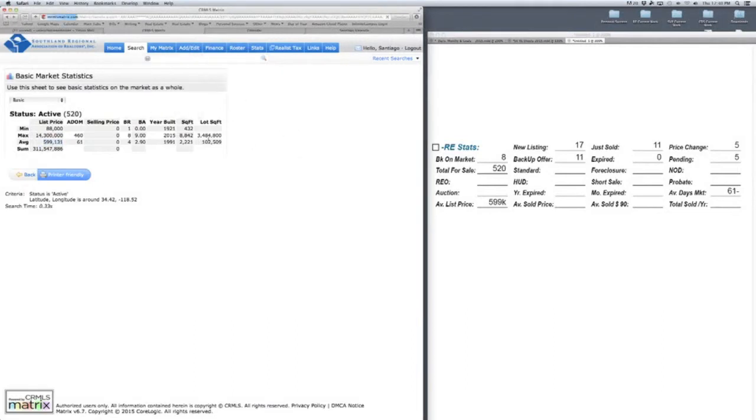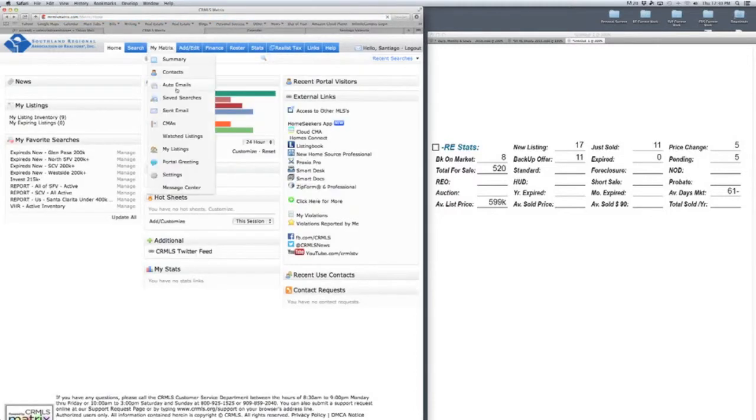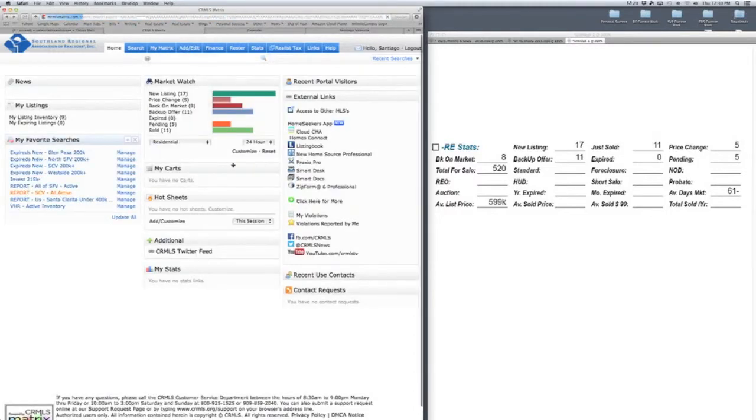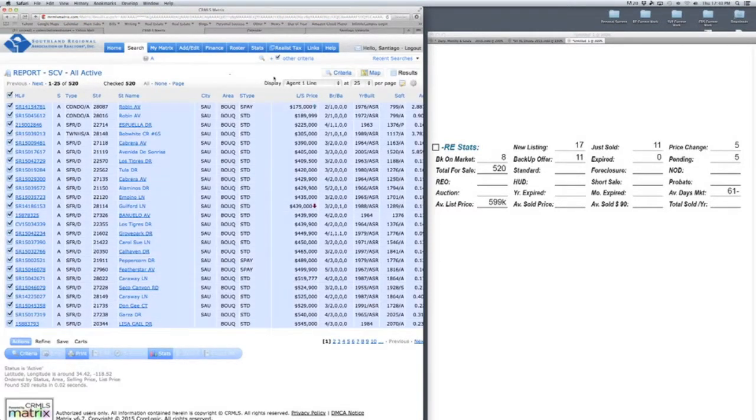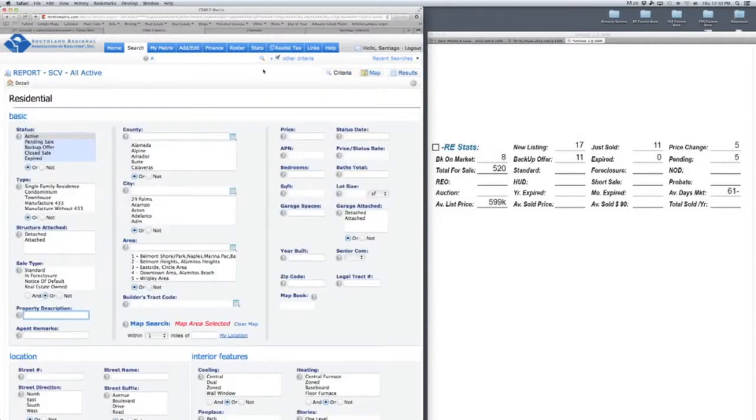I'm going to go back one page on my MLS here. And again, for some reason, my internet's working a little slow. Going back to our active listing. Here we go. Selecting them all and going to criteria. Now, the criteria is where I'm going to find out how many of my total sales are standards, foreclosures, NODs, etc., etc.